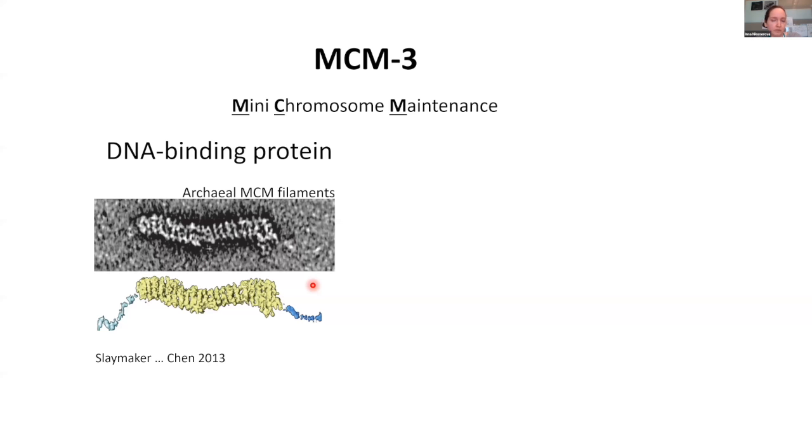So the second cargo that we're excited about was also a nucleic acid binding protein, which is mini chromosome maintenance 3 protein. It's a DNA binding protein, and it normally acts as a helicase during replication. So it forms hexameric structures with MCM1 through 6, but archaeal MCM orthologs actually form filaments, not hexamers, that bind the single-stranded DNA and unwind DNA.